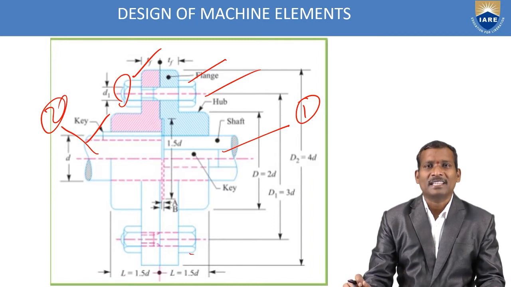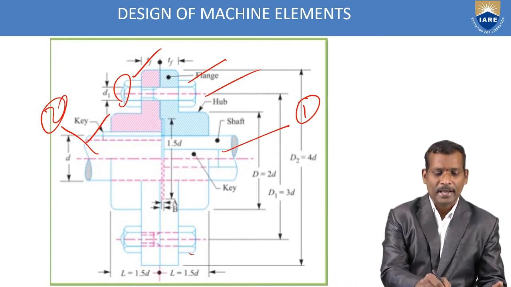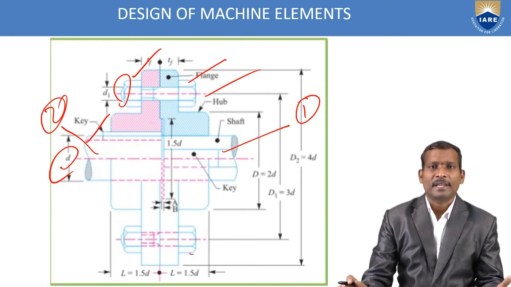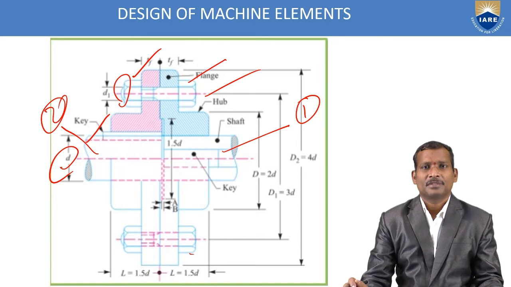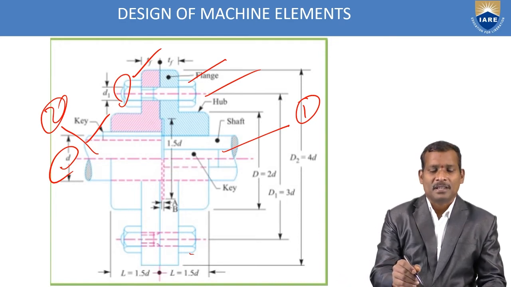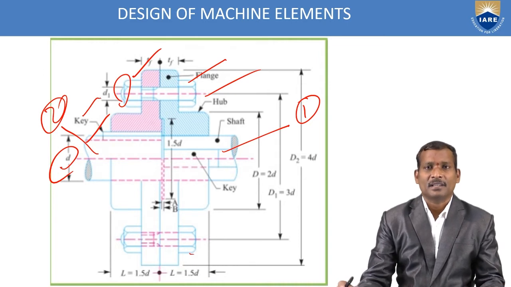Now we have to calculate each and every dimension. First, the diameter of the shaft. We have already learned in the design of shaft how to calculate the diameter of a shaft, on the basis of strength and on the basis of torsional rigidity. You have to use the torsional equation; we will see it while solving the problem. Next, the key. There are two types of keys, saddle key and sunk key. You can use a rectangular key; sunk keys are generally preferred. And then the flange dimensions.